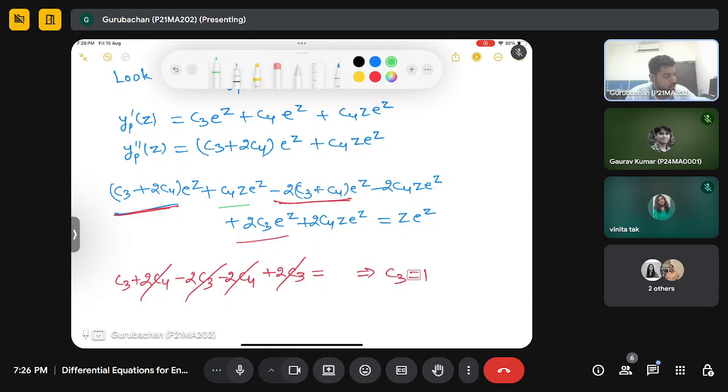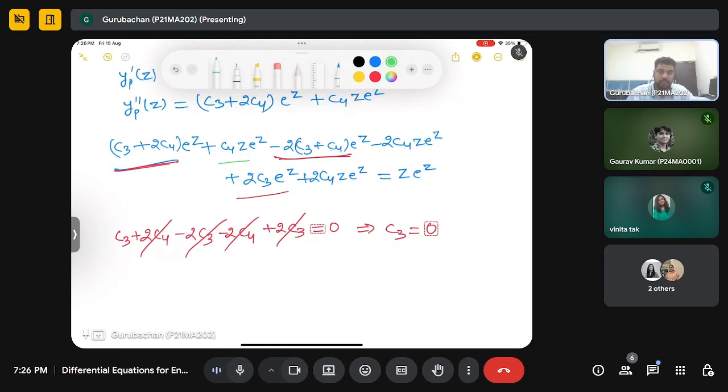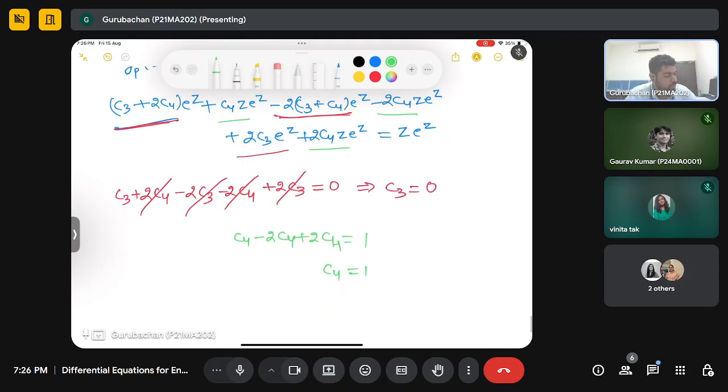Sorry, it is the coefficient of e to the power z, so it will be nothing but 0. So for C4, our calculation becomes a little easy. We can just replace C3 as 0. If you observe, there is no such C3 involved in z e to the power z. So it will be C4 minus 2C4 plus 2C4 is equal to 1. So C4 will be 1 from this.